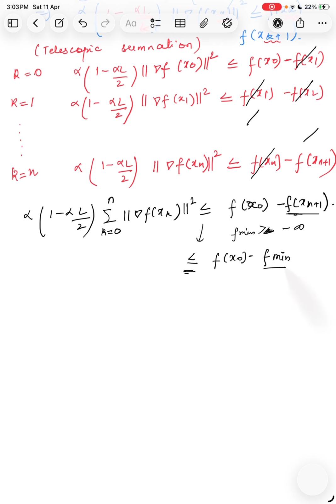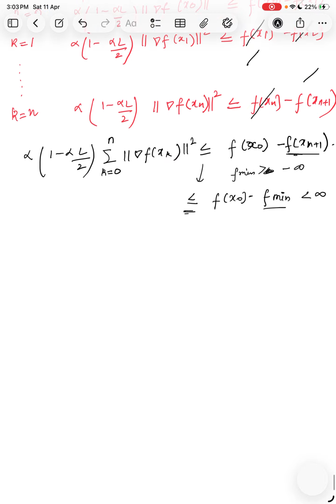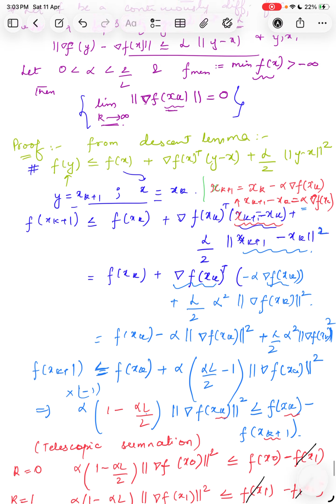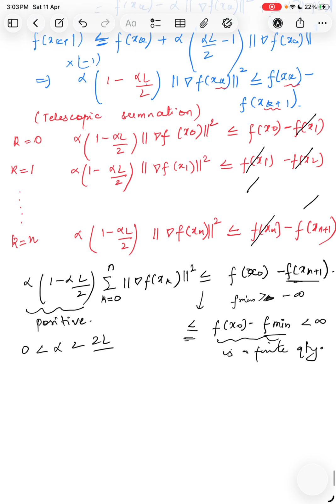And we know that this quantity will be less than infinity. And we know that this is a finite quantity. Also, we know that this is positive. Why? Because alpha has been given in the range 0 to 2 by L.